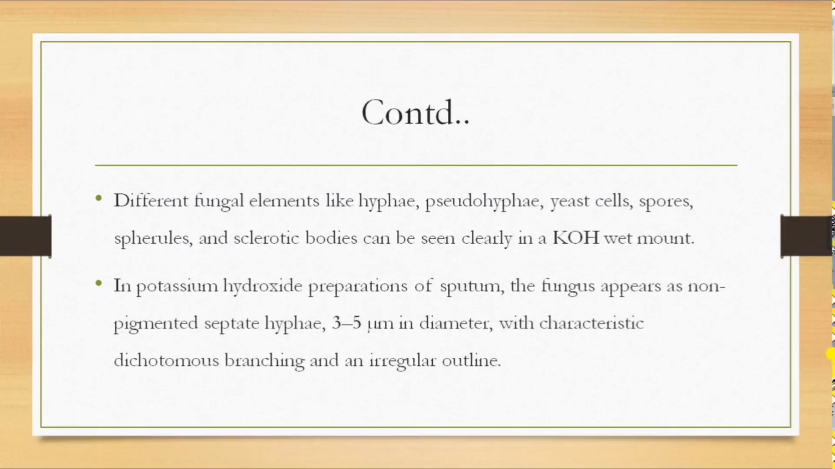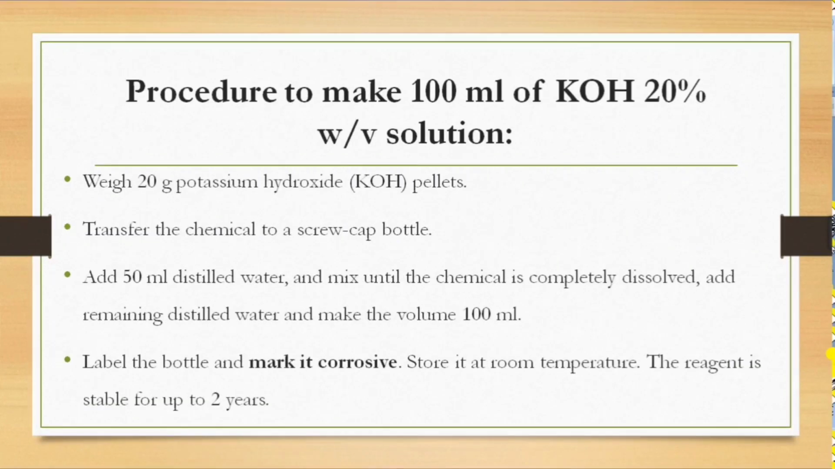In the KOH preparation of sputum, the fungi appear as non-pigmented septate hyphae measuring up to 3 to 5 micrometer in diameter with a characteristic dichotomous branching and an irregular outline.